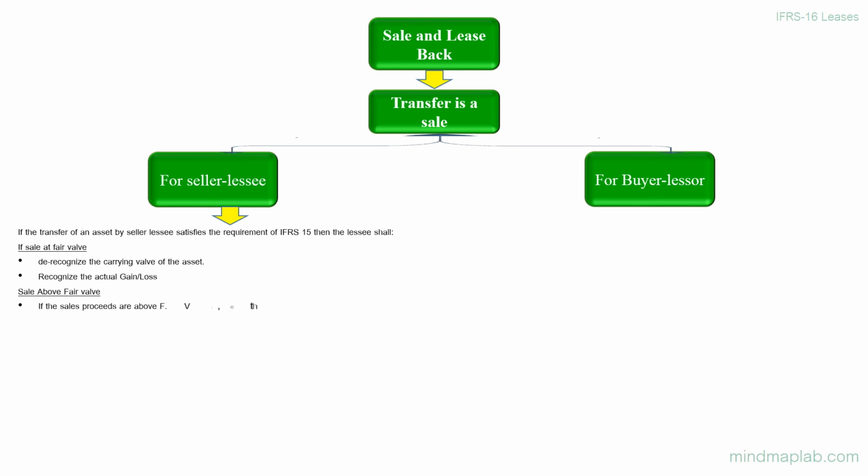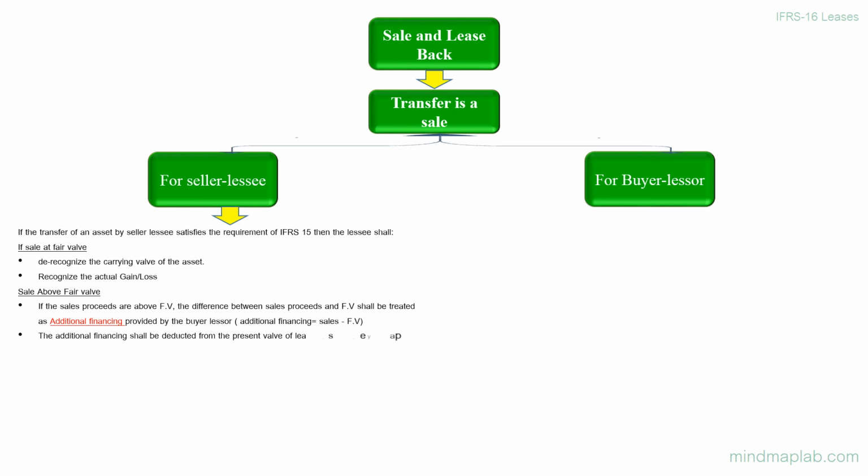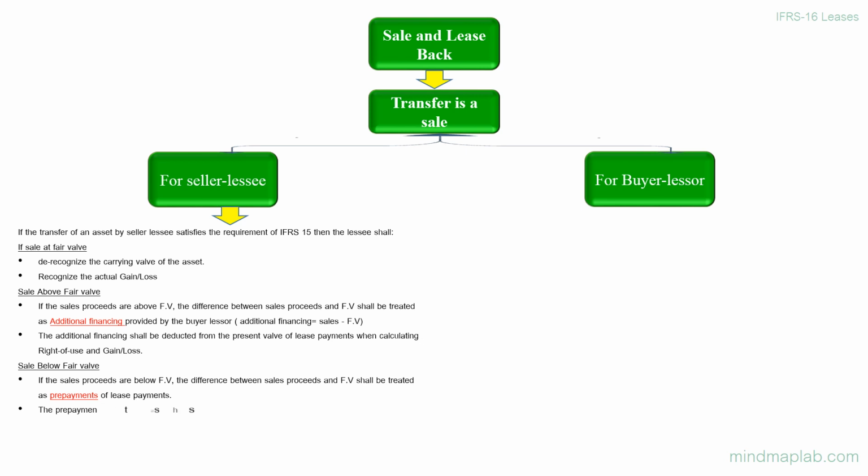Sale above fair value. If the sales proceeds are above fair value, the difference between sales proceeds and fair value shall be treated as additional financing provided by the buyer lessor. The additional financing shall be deducted from the present value of lease payments when calculating right of use and gain, loss. Sale below fair value. If the sales proceeds are below fair value, the difference between sales proceeds and fair value shall be treated as prepayments of lease payments. The prepayments shall be added to the present value of lease payments when calculating right of use and gain, loss.